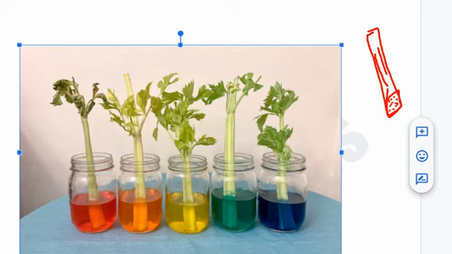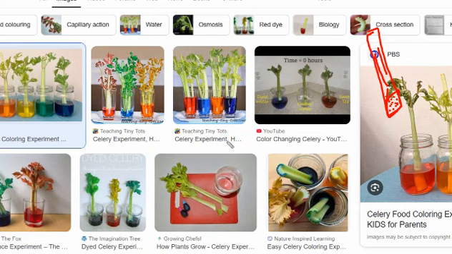Let me show you through a Google diagram as well. Here you can see that you have to take a celery plant, and you can use a cutting board or a white tile. Then you're going to cut it with the help of a blade, or you can use a knife or a razor, and cut half of the stem.